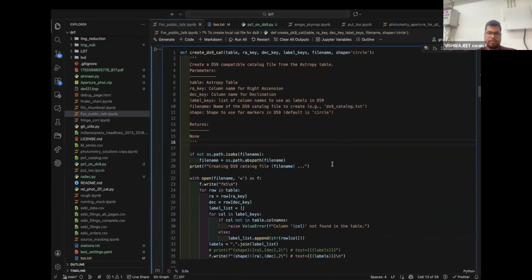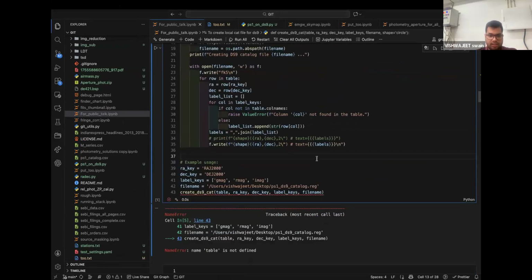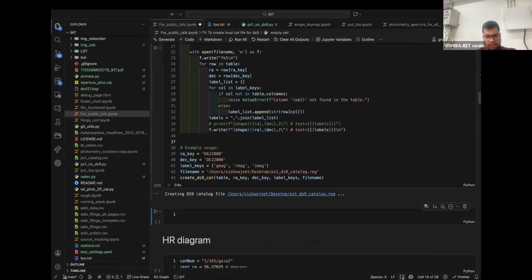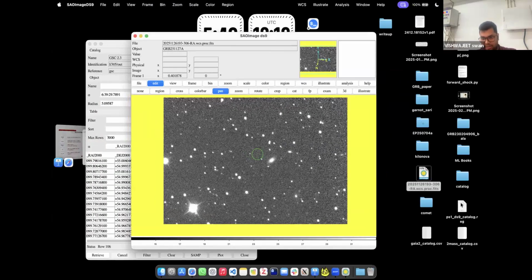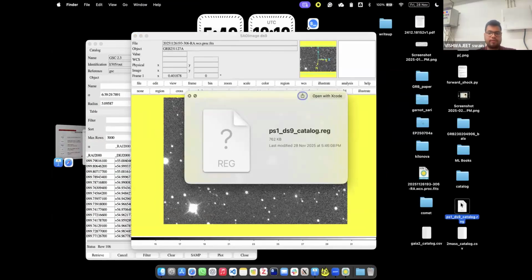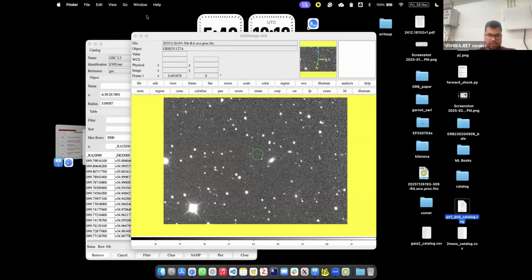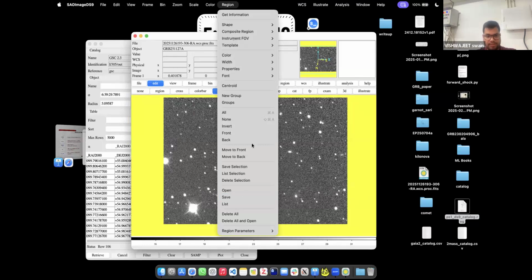This is a code to create a catalog, to download the catalog and then save it in the form of a region file, which is required to be read by DS9. So let's save it, and it will save in this folder, and we can see it here. This is a region file which can be read by DS9. So let's load it, and we will see.